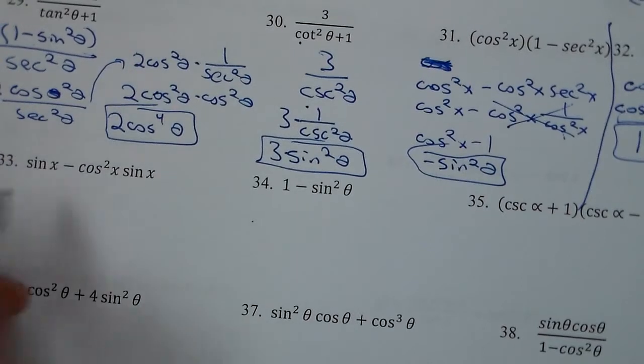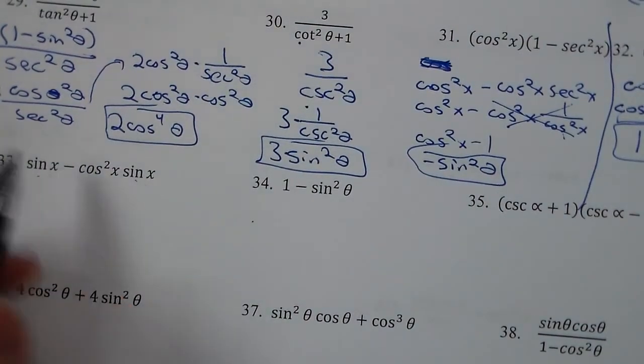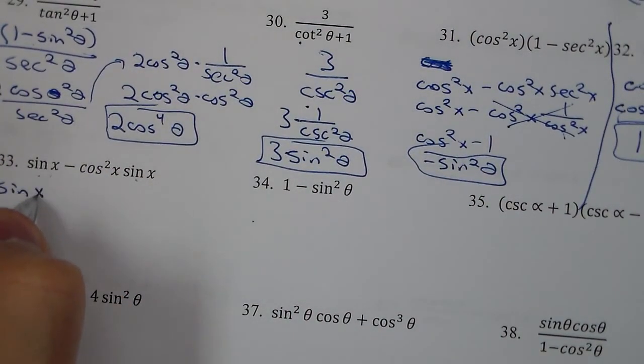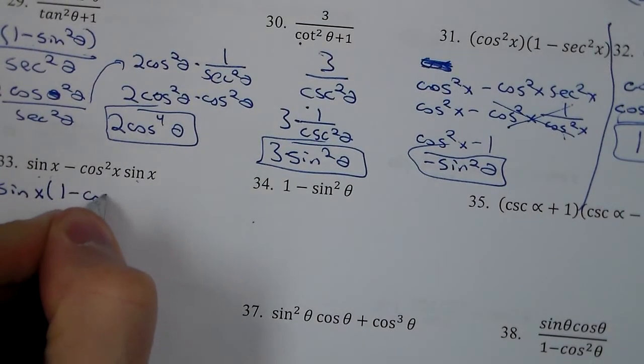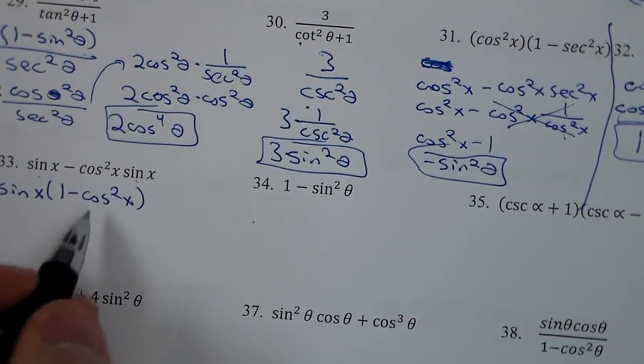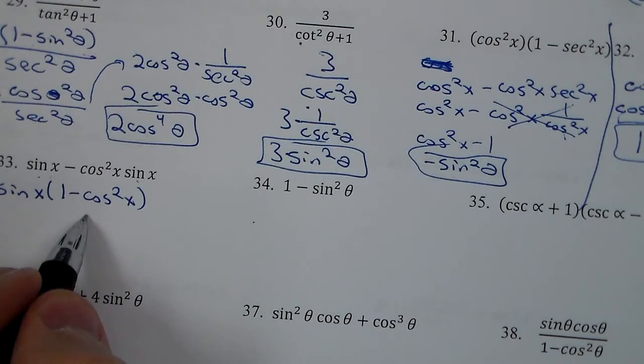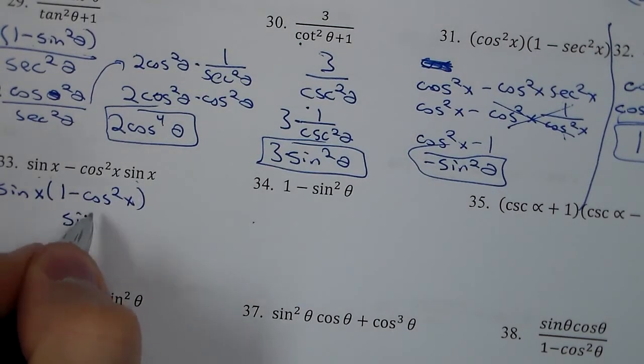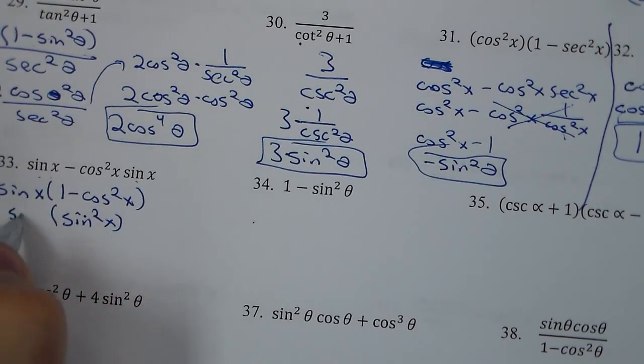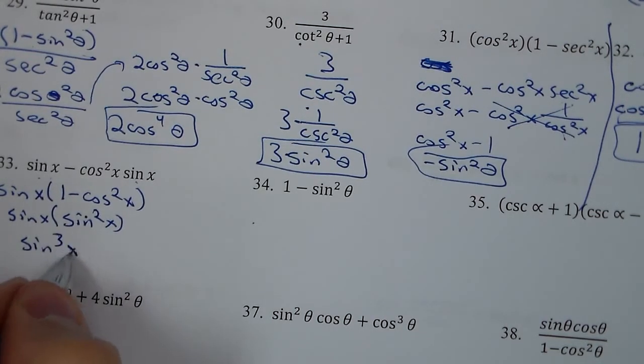Number 33, I'm going to think factoring because I have a sine x in both of these. I'm going to take that out of both. 1 minus cosine squared x is left inside. That is an important one because that is the Pythagorean identity for sine squared x. So then we get sine, we have 3 of them, so we say sine cubed x for 33.